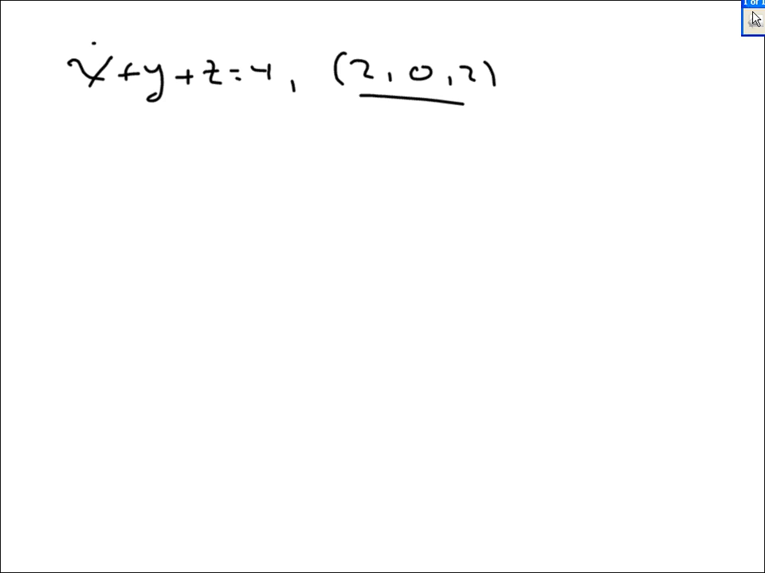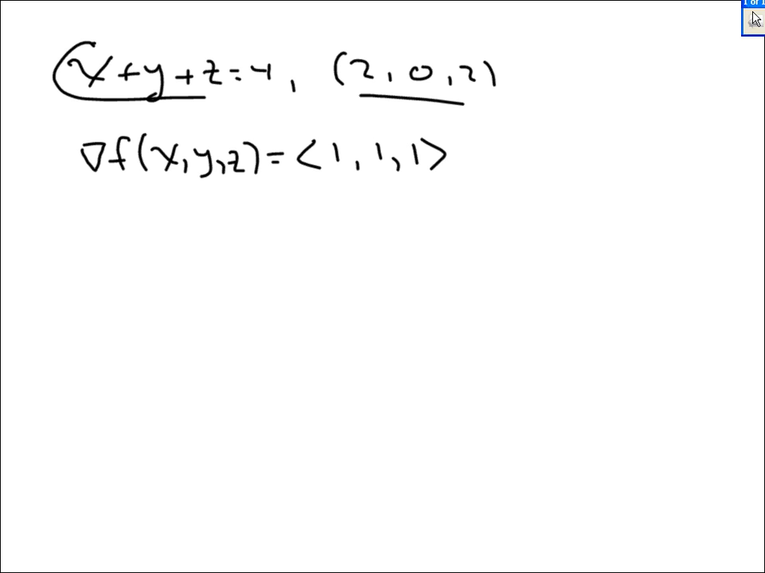Now what are the instructions? Find the unit normal vector to the given surface, which is this, at the indicated point. So it's just the gradient again. We want to normalize the gradient. We want to make it of length 1. Well, I hope you realize that the gradient is just 1, 1, 1.